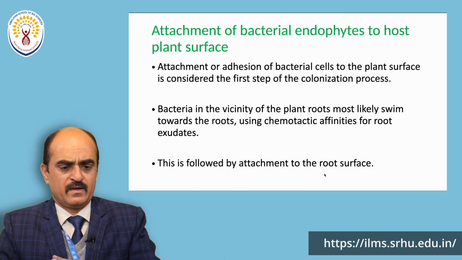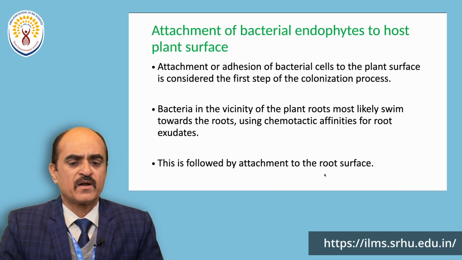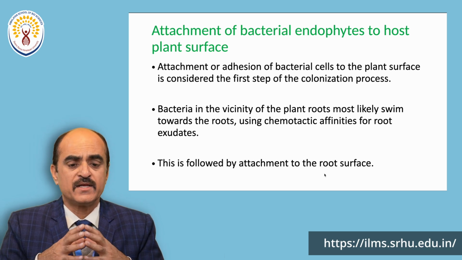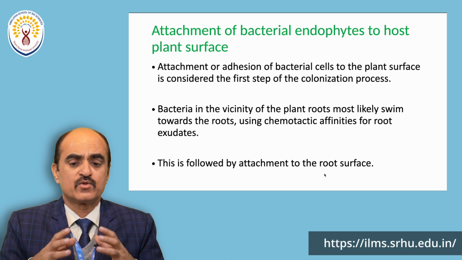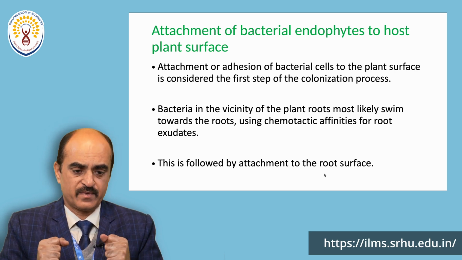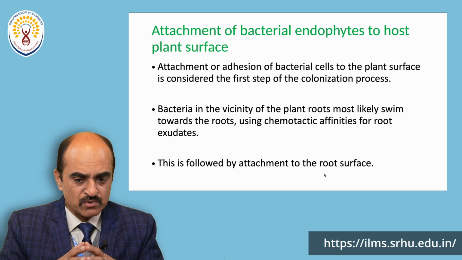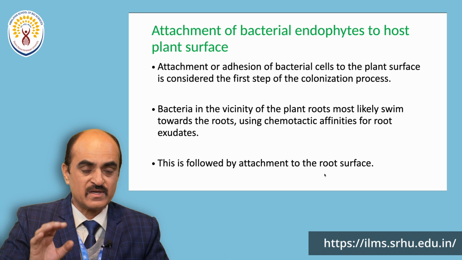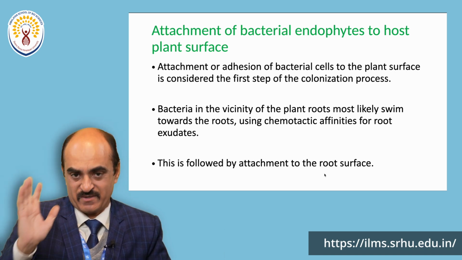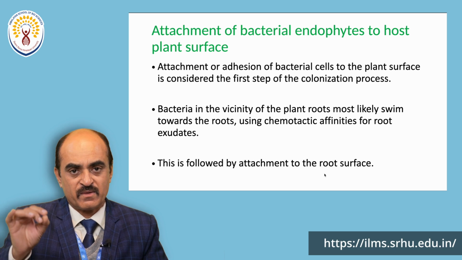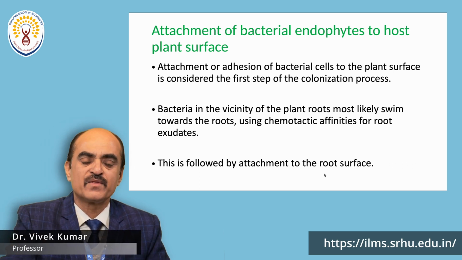Now, the process starts with the attachment of bacterial endophytes to the host plant surface. Attachment or adhesion of bacterial cells to the plant surface is considered the first step of the colonization process. Bacteria in the vicinity of plant roots most likely swim towards the root, but here moisture becomes one factor. If there is no moisture, it will be difficult for the bacteria to move toward the root.